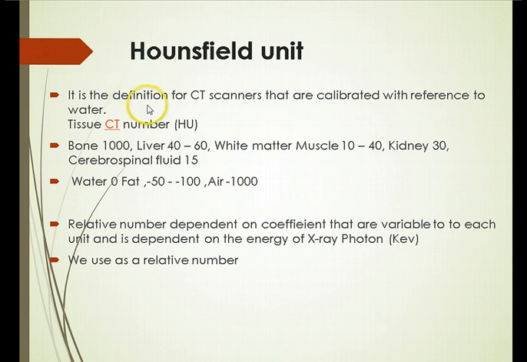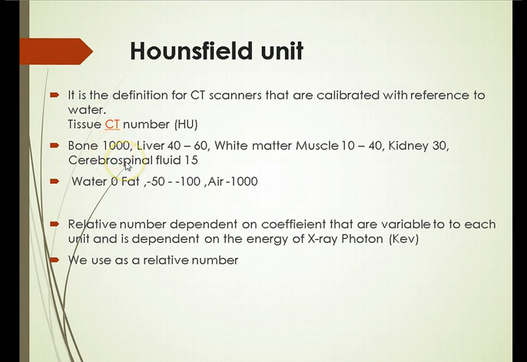So by definition, the CT scanners are calibrated with reference to water. Okay, so this number is in the CT scan. They basically place water in the middle of the CT scan and calibrate that number, and based on that number, everything is referenced. So for example, compared to the water, if water is 0, the bone is considered to be 1,000. On average, you'll get 1,000 for bone.